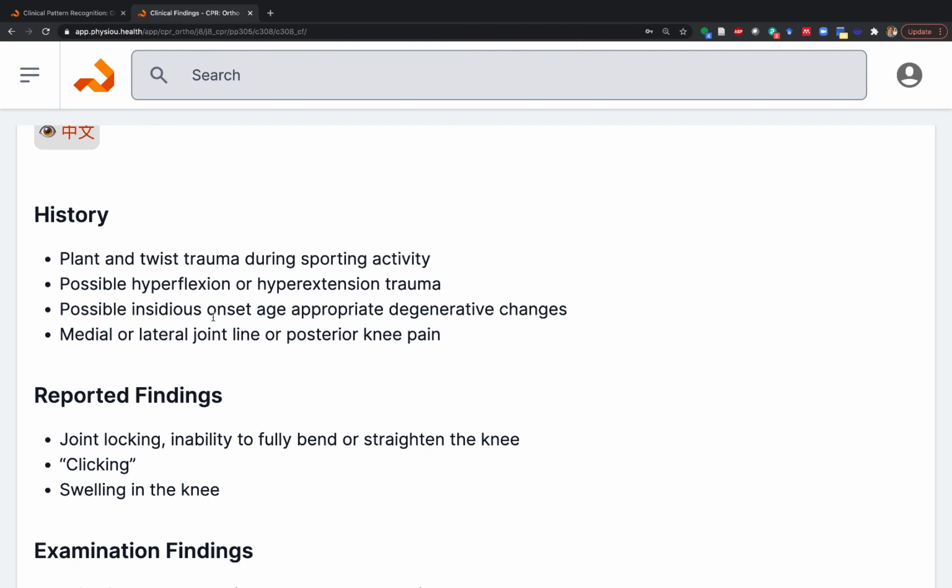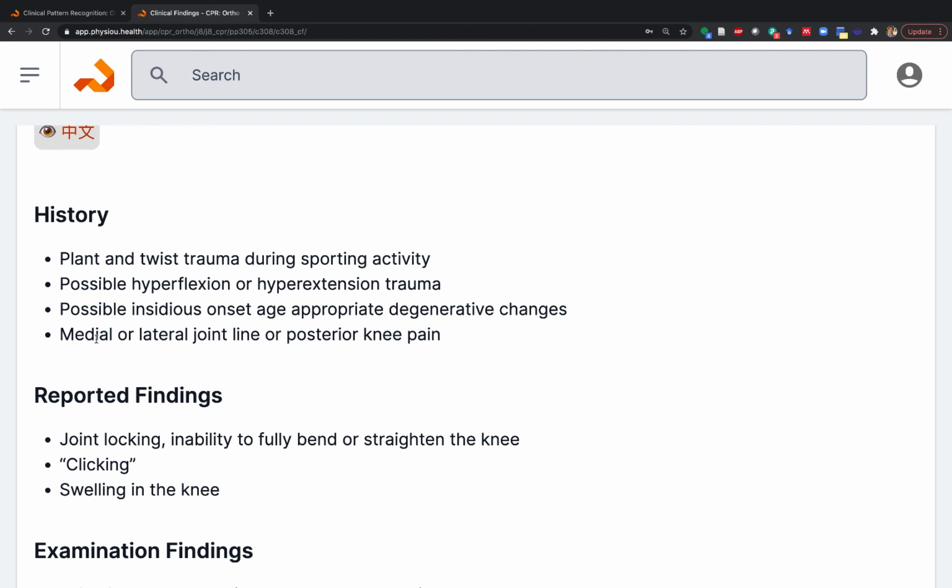So it's not uncommon for us to have age-appropriate degenerative changes. So remember the non-traumatic insidious onset type meniscal injuries, they also may have clicking. They also may have locking. And yet there was no trauma. So there is some possibility of meniscal injury over time as we age.